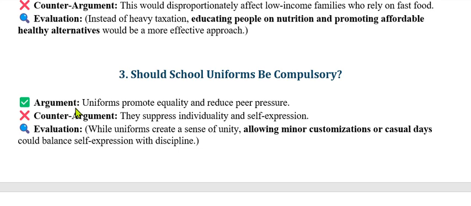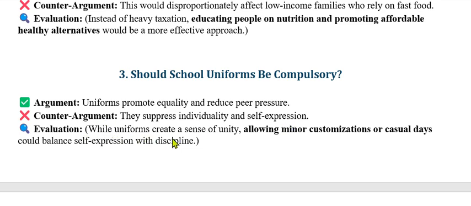Now the argument for this is that uniforms promote equality and reduce peer pressure. I mean, because of the uniform, there is equality among students, and there is no pressure on the students about wearing a variety of dresses on a daily basis. Now the counter argument is they suppress individuality and self-expression. Okay, this is the opposing view on uniform. Now look at the evaluation.